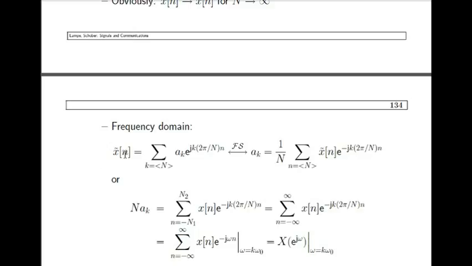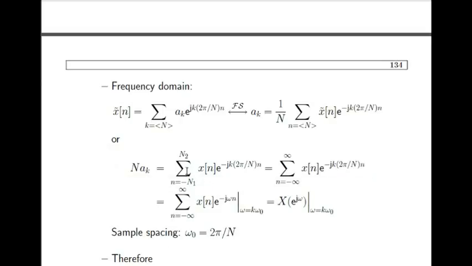Now let's see it in the frequency domain, how we will derive the discrete time Fourier transform formula. Let's consider that x bar n has the Fourier series representation in this manner, and its Fourier series coefficients a k are these. You can find these with the formula which I told you in the discrete time Fourier series representation. So, N a k equals the sum from minus n1 to n2, which is its time period, of x of n e to the power minus j k 2 pi by N times small n.